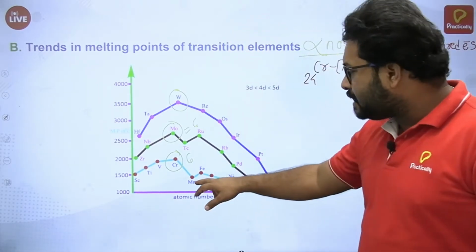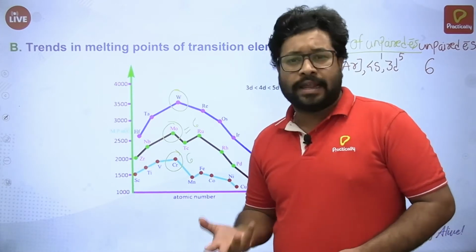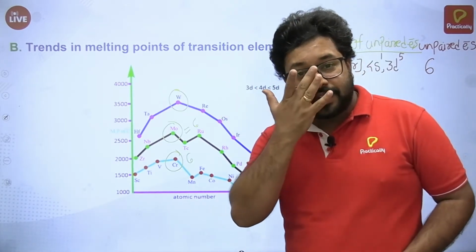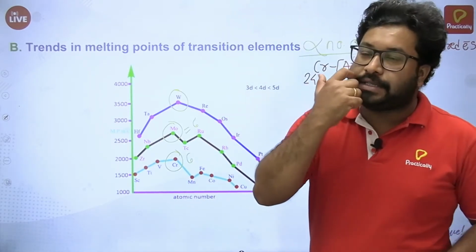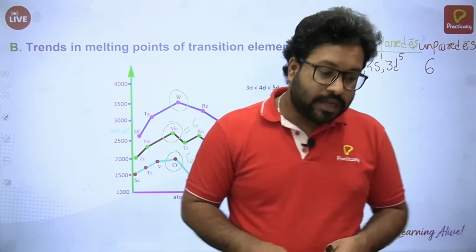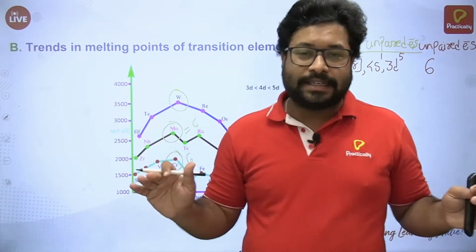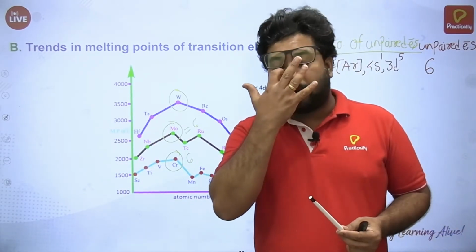But manganese has more unpaired electrons than vanadium. Vanadium has how many? 3 unpaired electrons, okay, but manganese has 5 unpaired electrons. So if really it was the number of unpaired electrons thing, manganese's melting point should have been higher than vanadium's, and that is why I need to tell you the second point. It is not always necessary that the number of unpaired electrons correlates with the melting point.